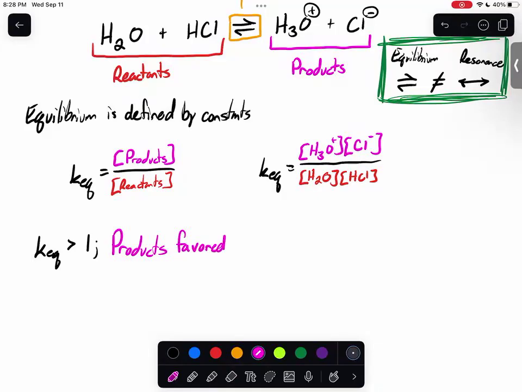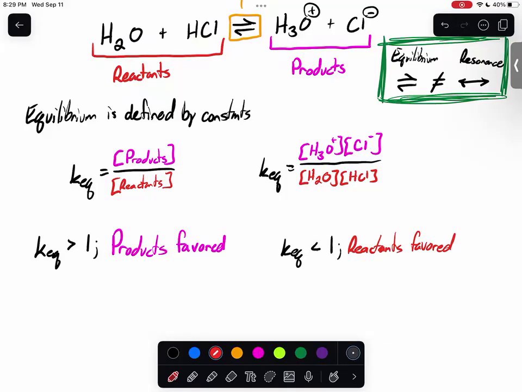right? The opposite is true if your KEQ is less than 1, right? A good example of this would be if you had one concentration for your products and then your concentration of reactants was 2, right? That would be 1 over 2, which is 1/2, less than 1. That would tell us that if there's more reactants than products, the reactants are favored.